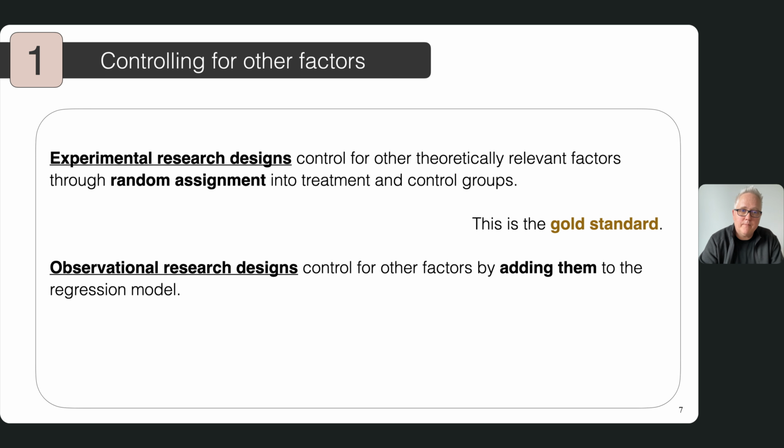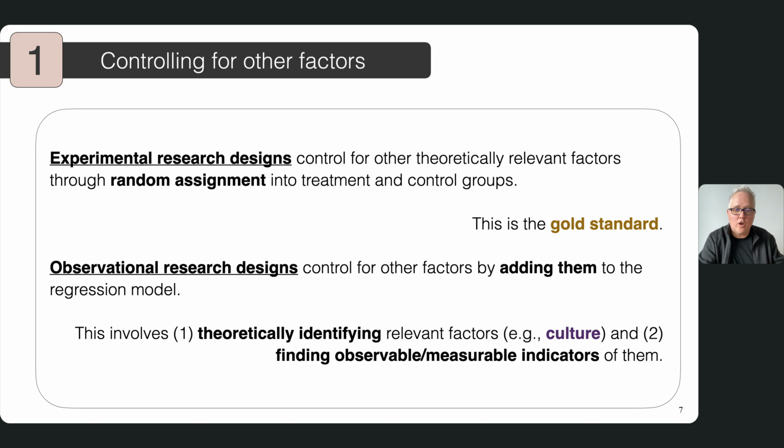We take data as we find them in the world. We can't shape them. We gather them ex post or during. The way that we can control for confounding factors is by adding them to the regression models that we run to try to look at the effects of our main independent variables on our outcome.